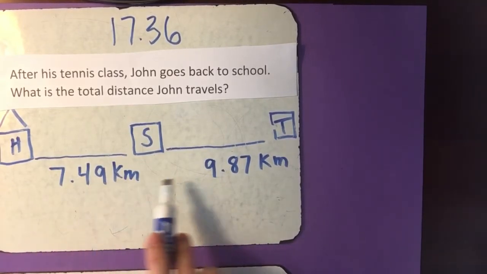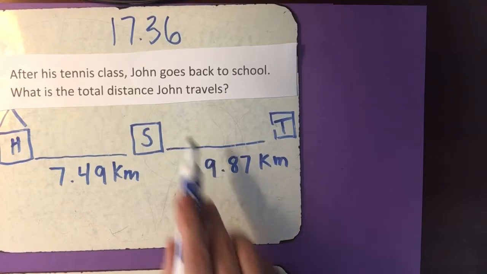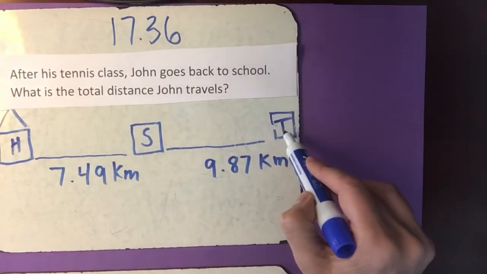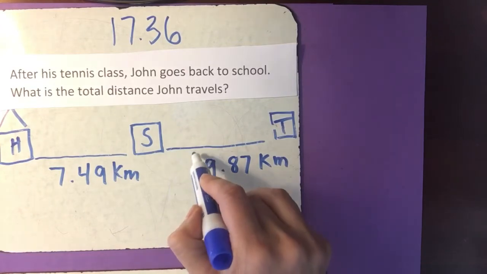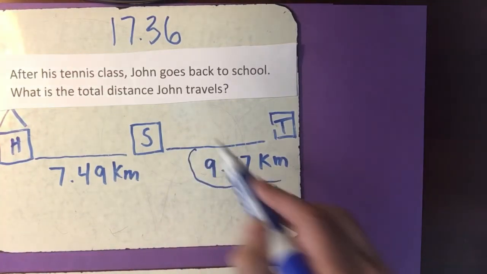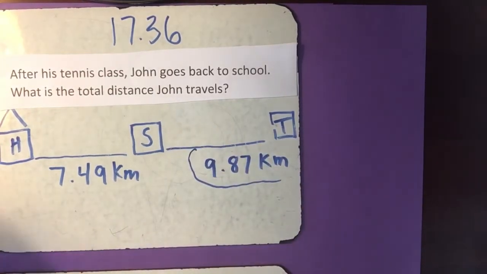So he went this far, this plus this, which equaled that. And then he went from tennis back to school. So it looks like we need to add this to our answer. So let's go ahead and do that. And I will erase and get that set up. So 17.36 kilometers plus 9.87 kilometers.